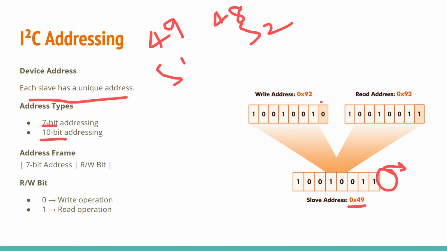If my 8th bit, I mean the last LSB, is kept as 0, it acts as the write address. If it is 1, it acts as the read address. Is it clear? By using the 7-bit address and simply changing the last bit, keeping it as 0 or 1, I can use that address as the write address and read address for that sensor. So 0 is for write operation and 1 is for read operation. Is it clear how the write address and read address are found?